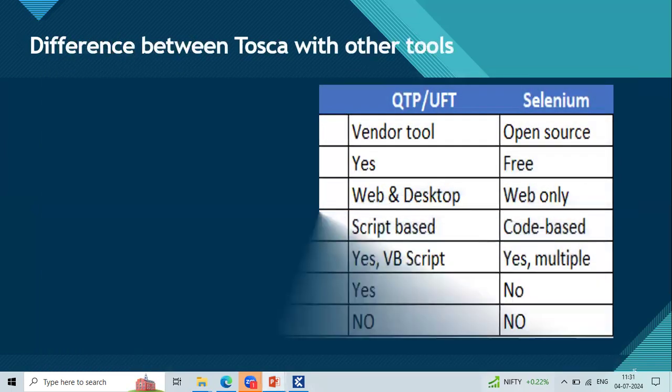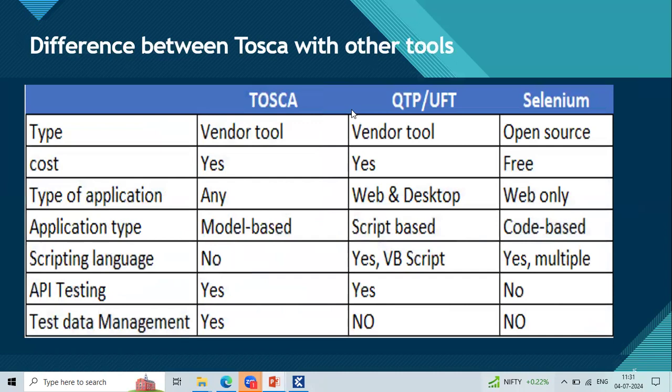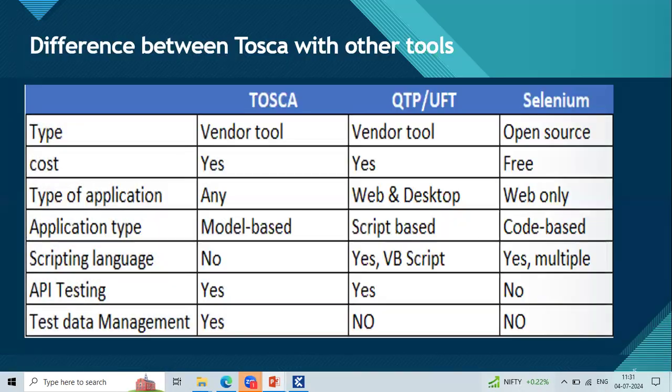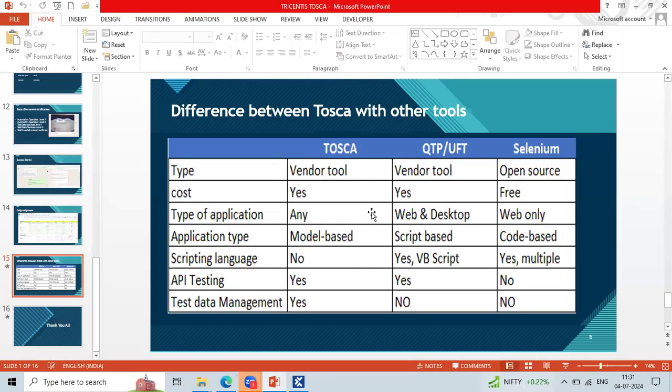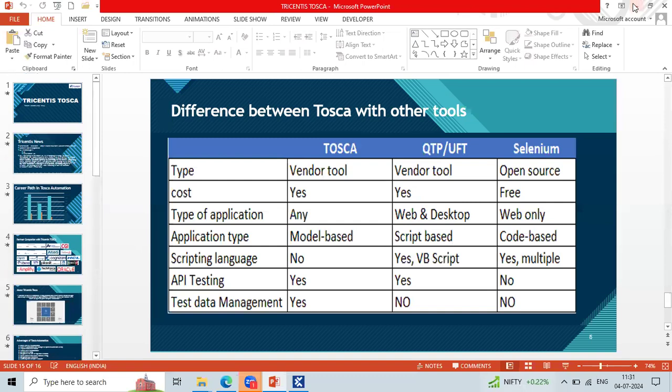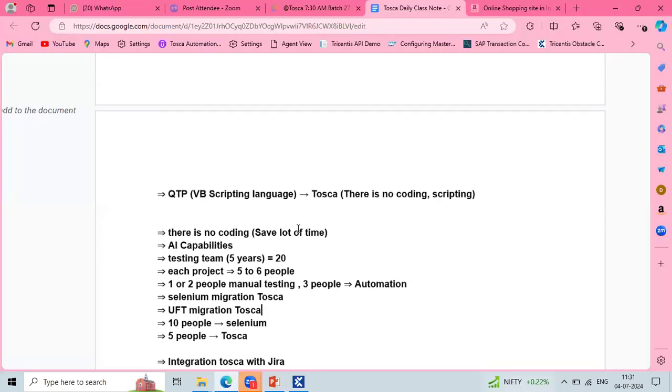Next, the differences between the tools, team. I already explained all these differences between Tosca, UFT and Selenium, so I just mentioned them as a screenshot here. That's it. Any questions? It's a very small presentation, team. Anything else, let me know. Any questions, anyone?